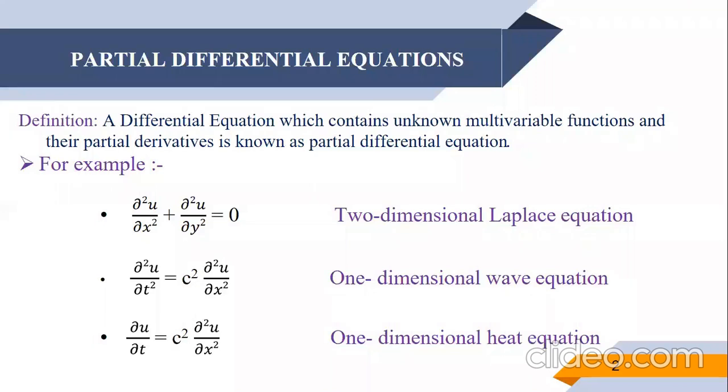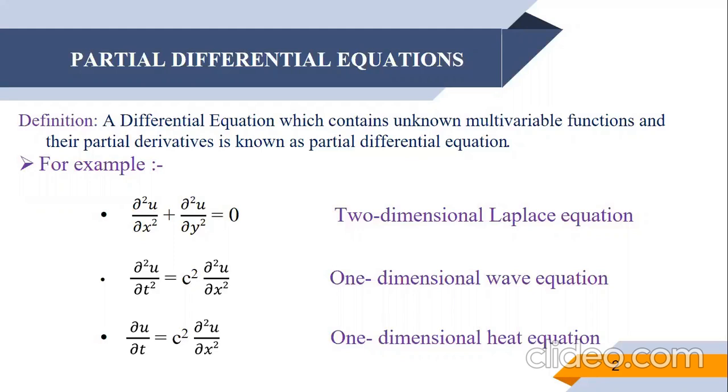First, we discuss what is the definition of partial differential equation. So, a differential equation which contains a known multivariable function and its partial derivative is known as the partial differential equation. Basically, we know that there are two types of differential equation. One is the ordinary differential equation and another is the partial differential equation. In ordinary differential equation, basically only one independent variable, and in partial differential equation more than one independent variable.